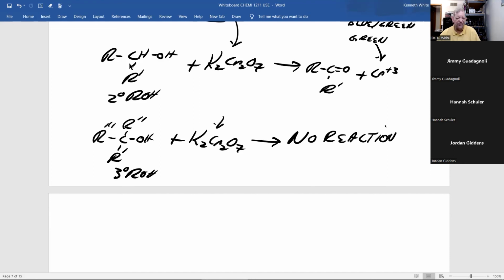And how do you tell that? Well, this is red, orange, reddish orange. If you have a tertiary alcohol and mix it with potassium dichromate solution and you don't see a color change, you know you have a tertiary alcohol. And this part of the lab, it's fun to look because the colors are beautiful.